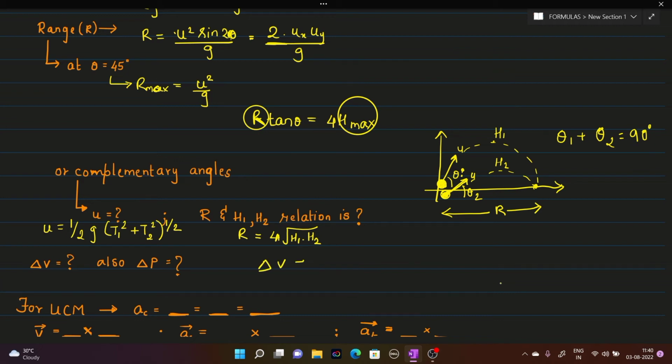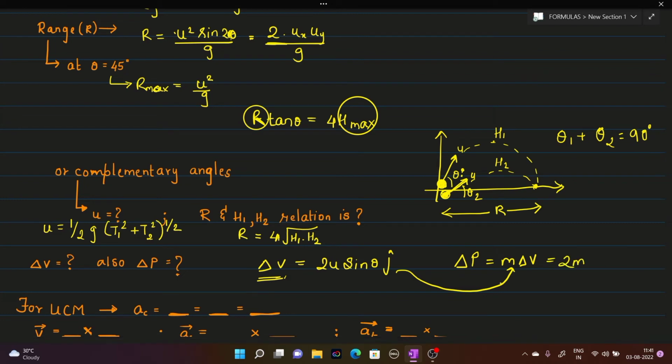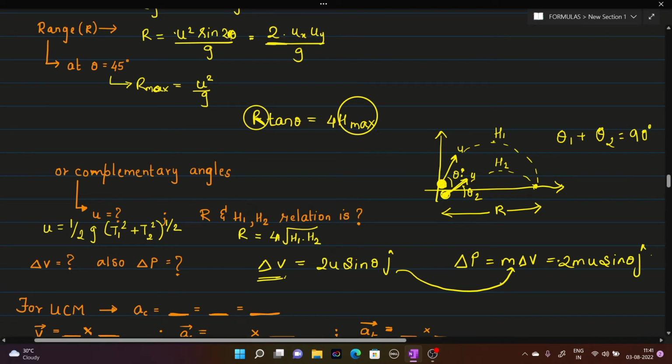Delta v will be equivalent to 2u sine theta into j cap. Delta v means nothing but the change in velocity during the entire journey. This is not for complementary angles, rather it is for the normal oblique projectile we had just seen. Delta p means change in momentum. We know momentum is mass into change in velocity. So the change in velocity, we know this formula. Just put this formula over here. We find 2 m u sine theta into j cap. Minus we can put here because of j cap, the direction is specified as the result.